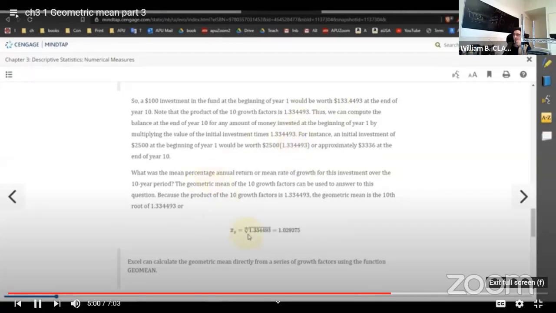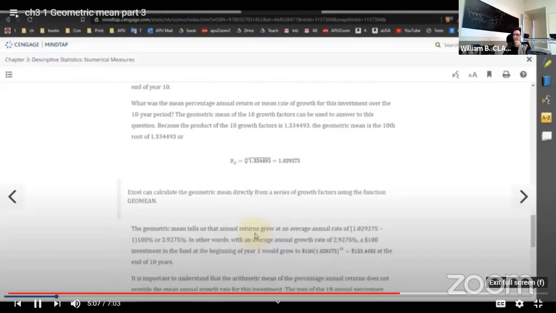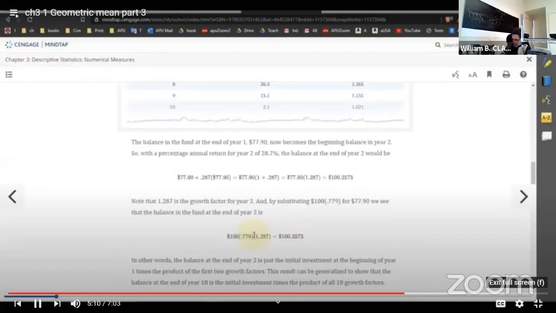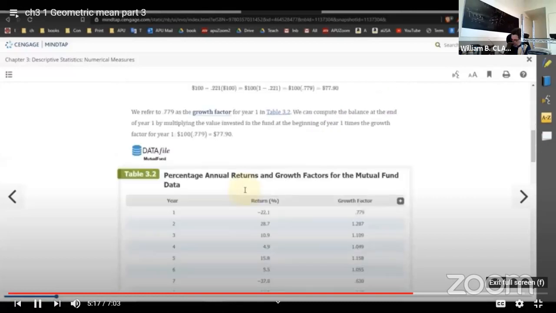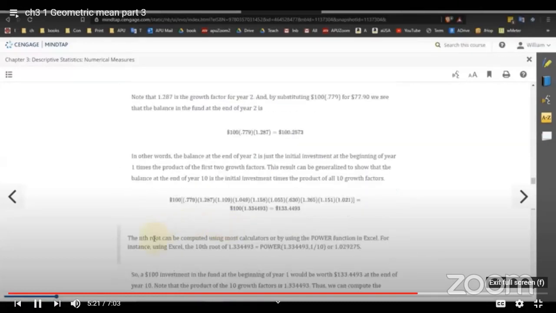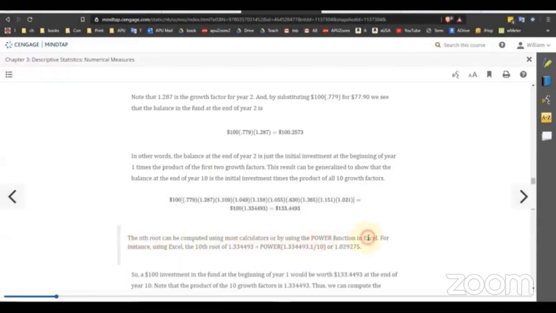Now they tell us that in Excel, you can use a function to get this number. So you put in 1.33 into something, and the way you do that, they say earlier up here somewhere, was, where is it? Oh, here. The nth root can be computed using most calculators or by using the power function in Excel. So we want the 10th root. For instance, using Excel, the 10th root of this number, use equals, power, open bracket, the number that you want, comma, and then 1/10. And that will give you this number here.